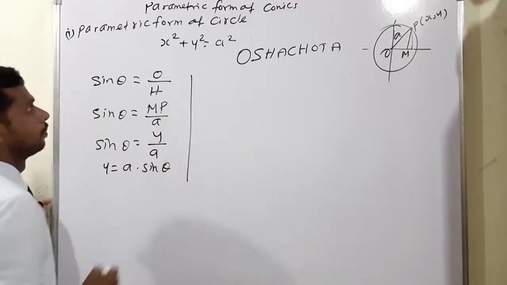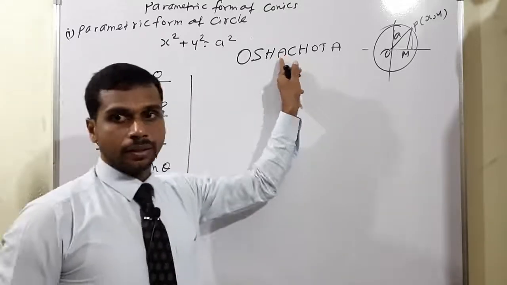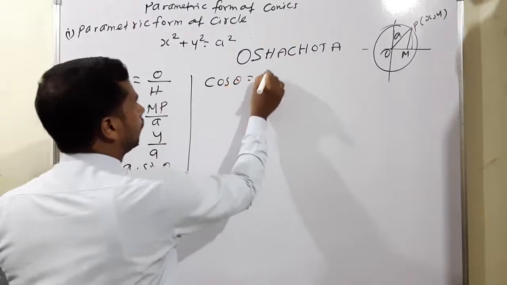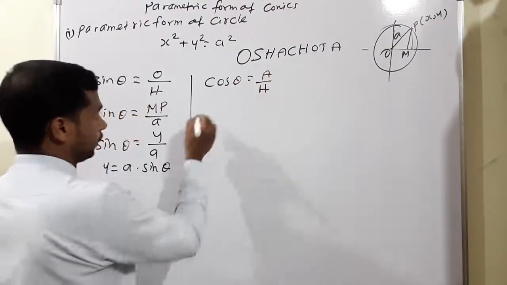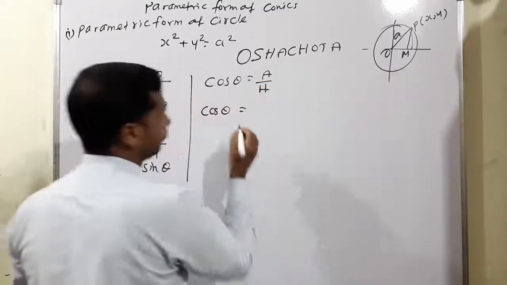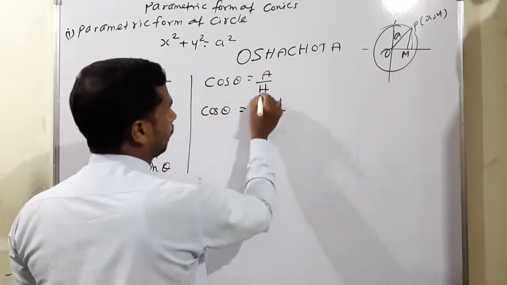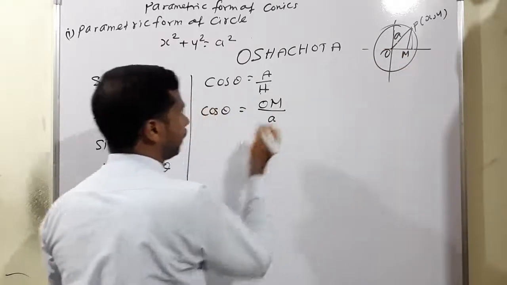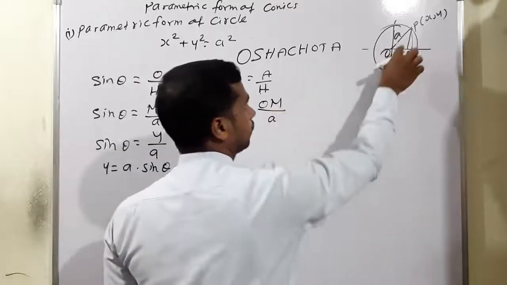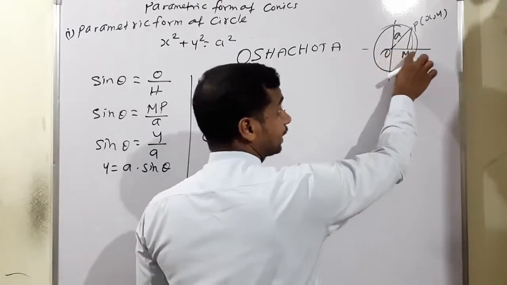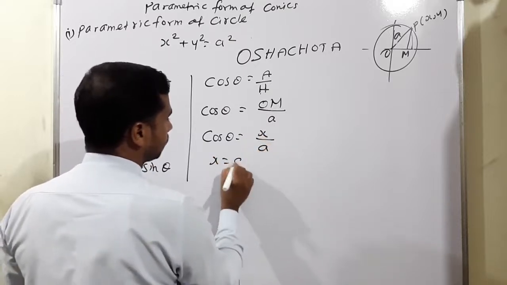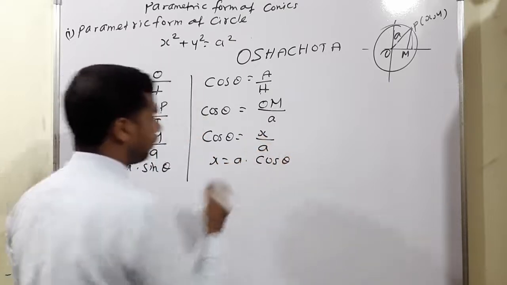Then second step, what is the meaning of cos theta? Adjacent divided by hypotenuse. Cos theta is equal to adjacent, which is OM, divided by the hypotenuse, which is the radius called a. So again cos theta is equal to OM, which is the x-axis, considered for x. Therefore x divided by a. Therefore x is equal to a into cos theta.